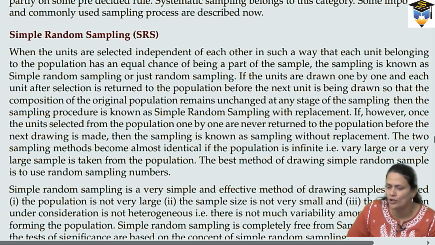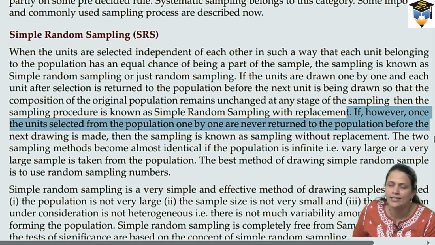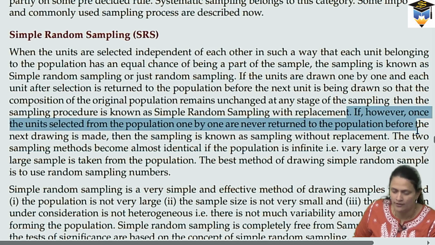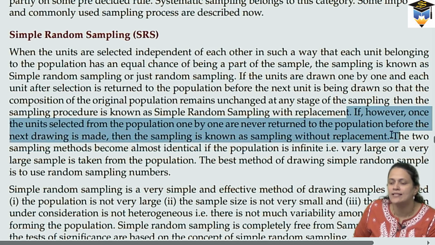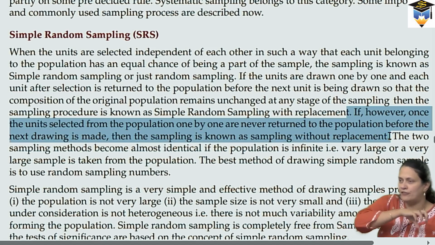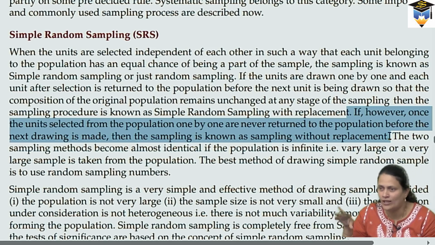Now, if you see over here, if the units selected from the population, one by one, are never returned to the population before drawing the next drawing, then the sampling is known as sampling without replacement. Means what? If I select groups of 5 out of 25, my sample size is 5, so how many groups will be formed? 5. Now, these groups will remain as they are. I am not going to replace them.